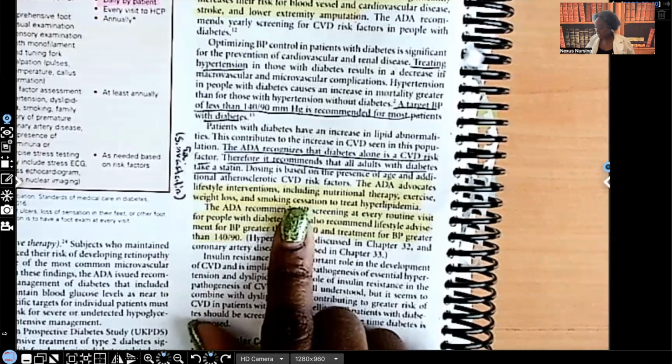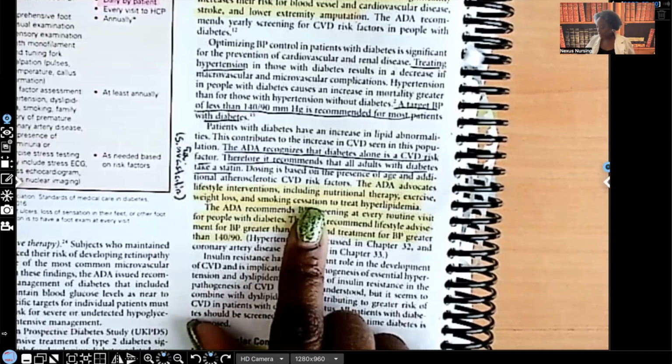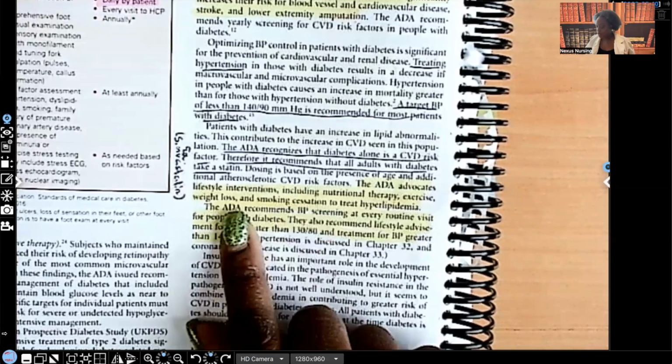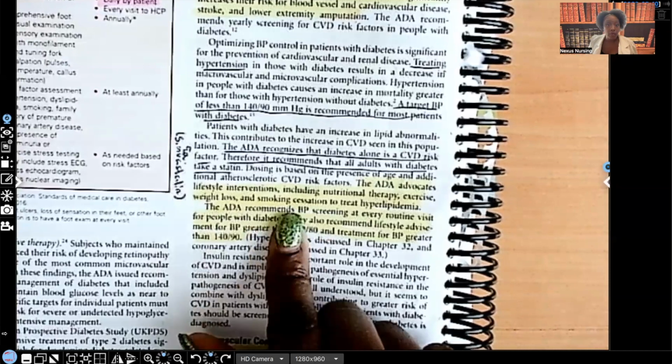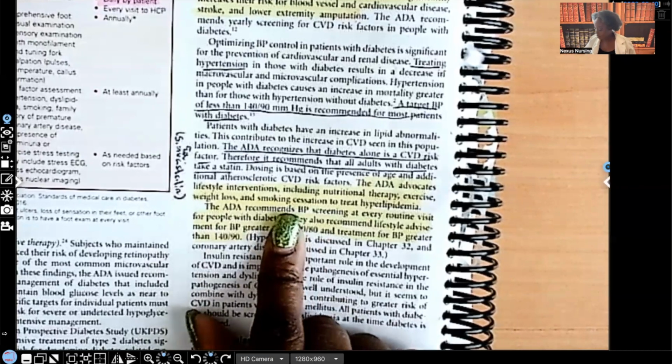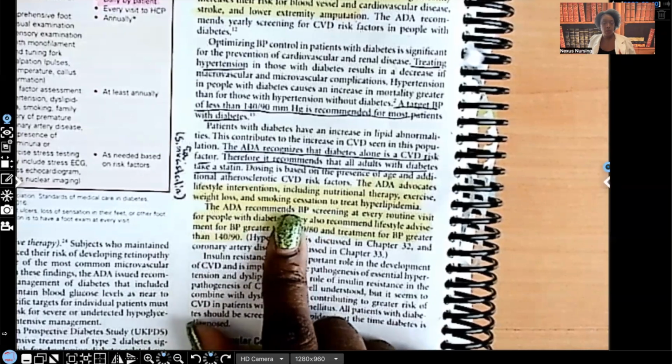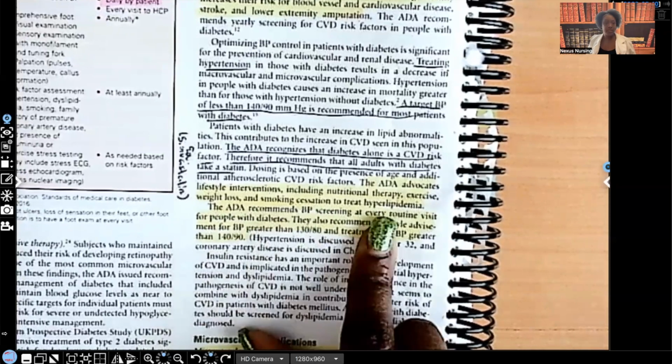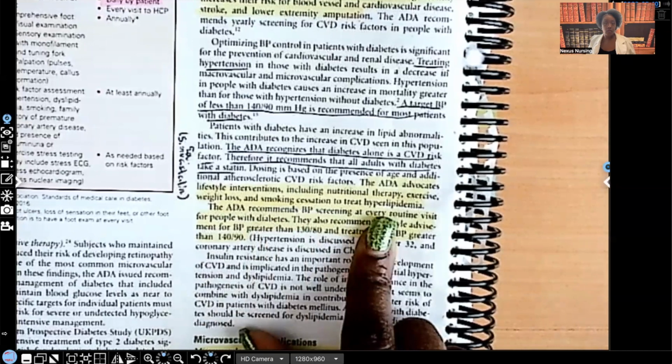So what are those examples of lifestyle changes? Nutritional therapy, exercise, losing weight, stop smoking. I didn't say slow down. I said smoking cessation. Stop smoking. And all of that will help lower that cholesterol. Hyperlipidemia, that's what they're talking about, high cholesterol.